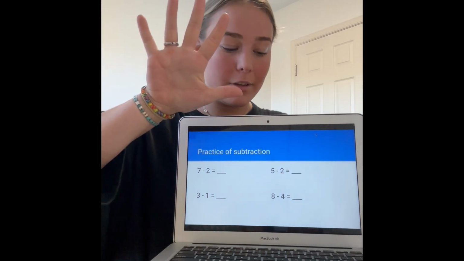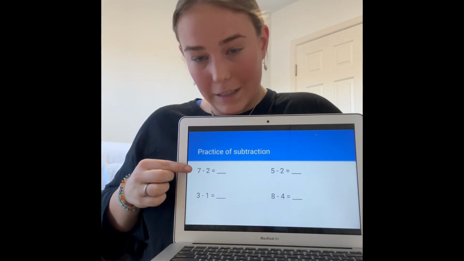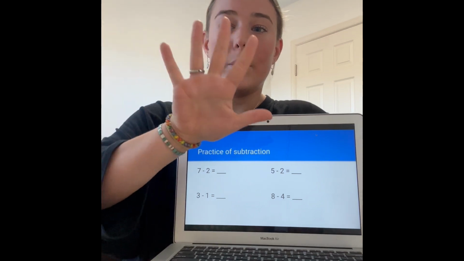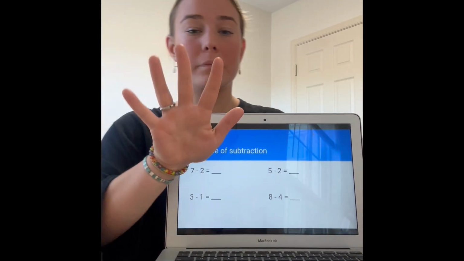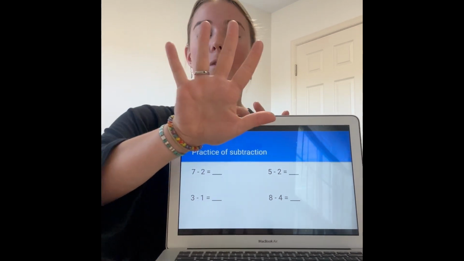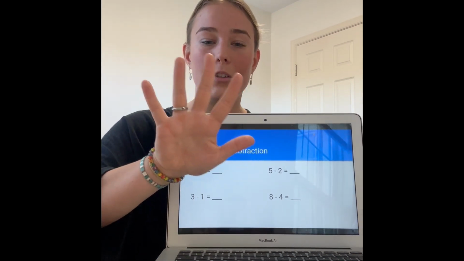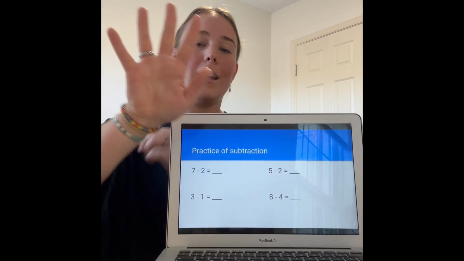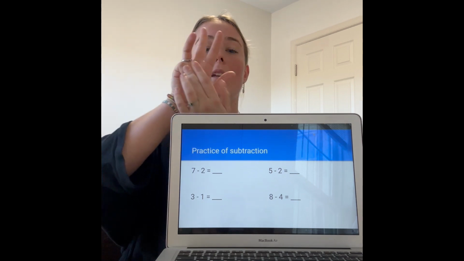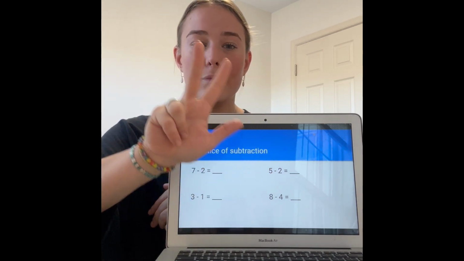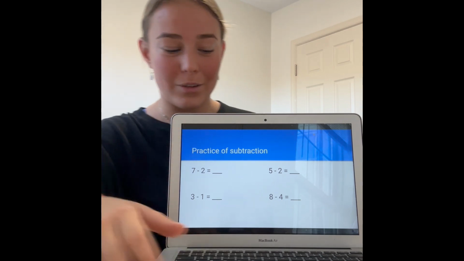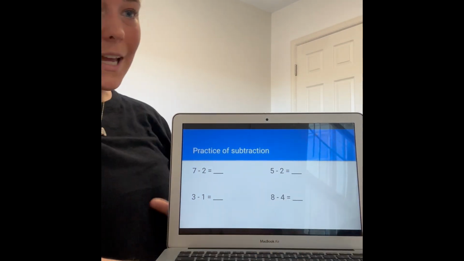We just figured out that this one was 5, so we're going to work on 5 minus 2. Students, how many fingers should I take away? 2. That is correct. I'm going to take away 1, 2 fingers. What does that leave me with? 3. Correct, students. You go ahead and write that in.